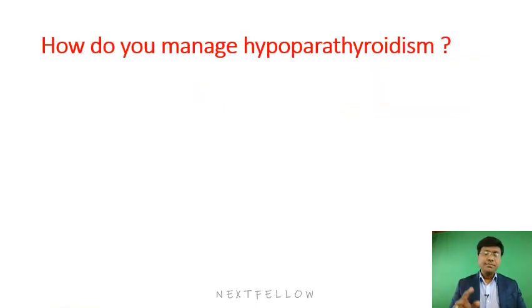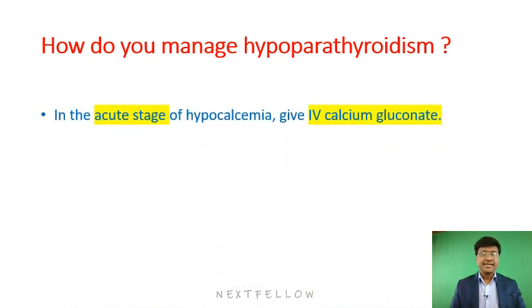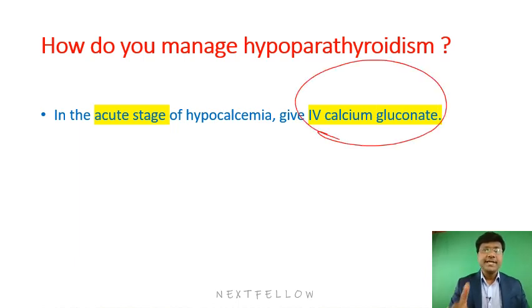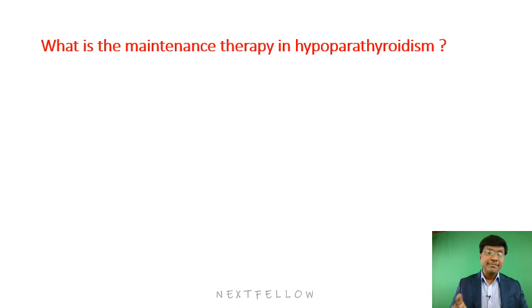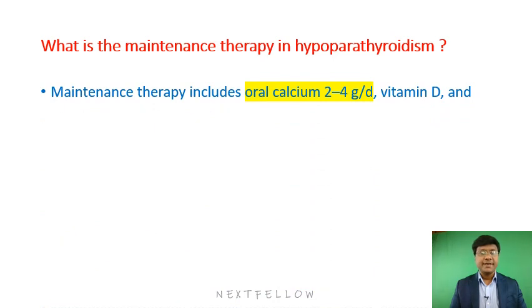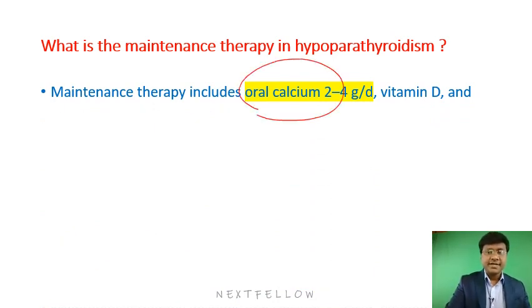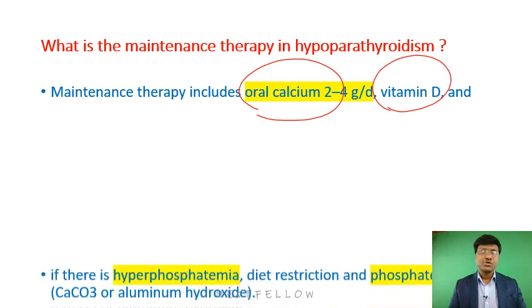Next, how do you manage hypoparathyroidism? See, the clinical features are mainly because of hypocalcemia. So in the acute stages of hypocalcemia, you need to give intravenous calcium gluconate, right? And what is the maintenance therapy in hypoparathyroidism? Maintenance therapy is oral calcium supplementation, and vitamin D has to be supplemented as well.